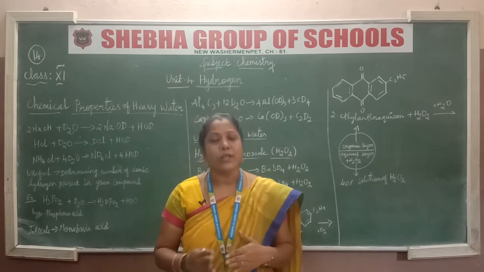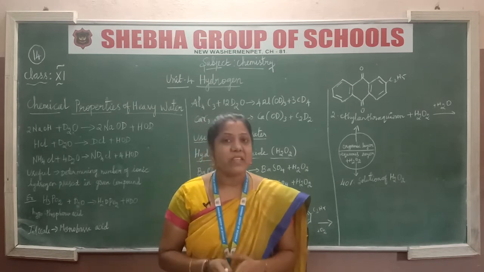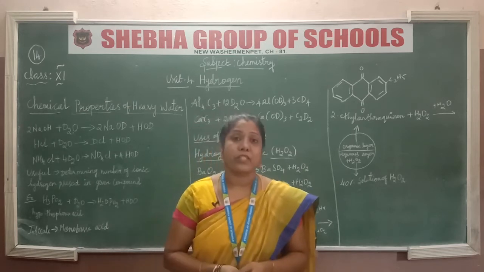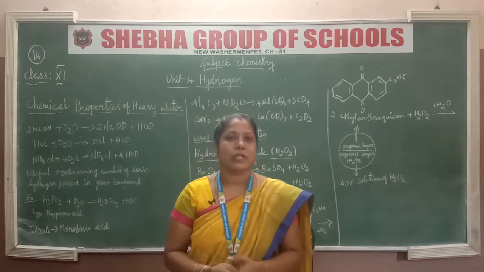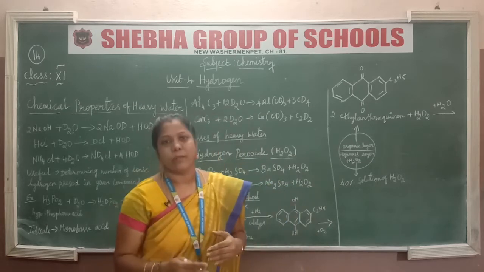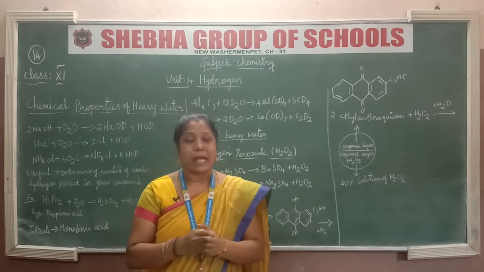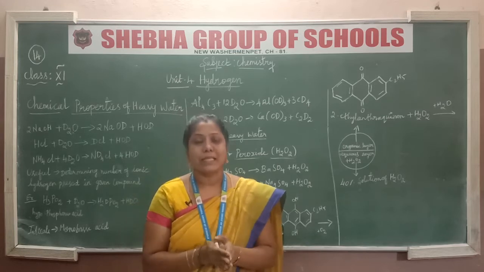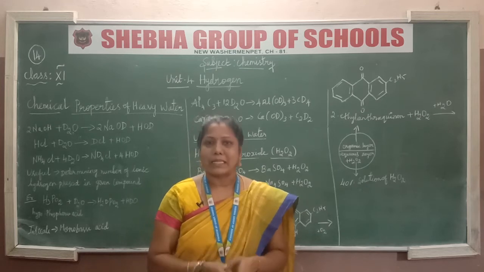Today we go for the continuation of the hydrogen lesson. In the previous class, we learned about the physical properties of heavy water. Now we go for the chemical properties of heavy water, that is D2O. D means deuterium, an isotope. Isotopes have different mass numbers but the same atomic number, the same element. So deuterium has a mass number of 2.